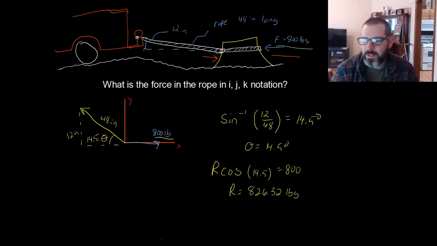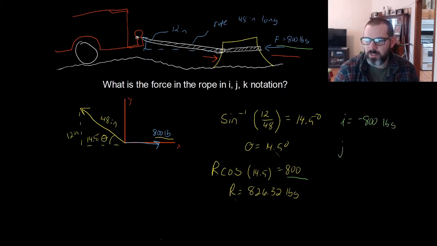So if I'm putting this in I, J, and K notation, if I have the resultant, I can do R cosine of theta and get the I component, which we already knew, 800 pounds. Now, the stump is putting a force to the right of 800 pounds. That means the force in the cable is going to the left, so our I component will equal minus 800 pounds.